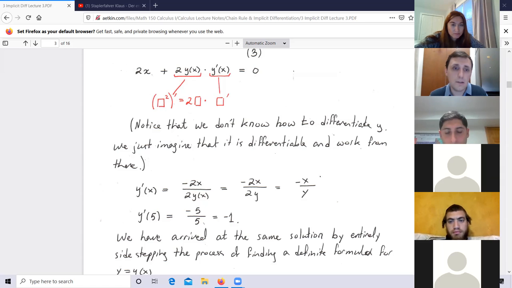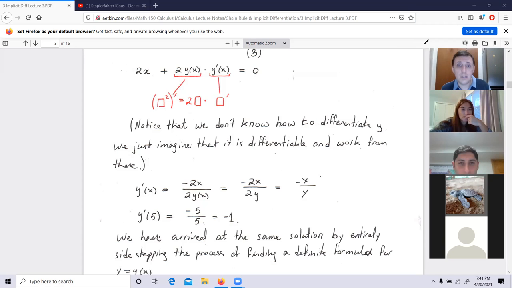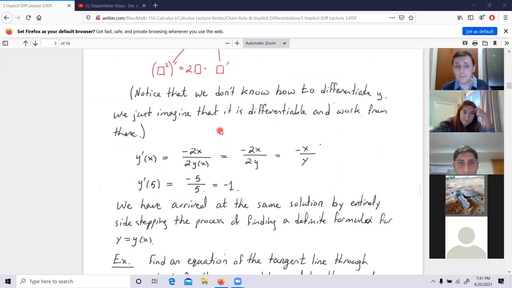Did you understand? You understand the implicit idea, guys? I just cut a corner. I pretended that I actually solved and obtained a formula, and then I just use implicit differentiation because I cannot differentiate y if I don't know its formula. So I pretend to do that. Here is where I pretend to do that.